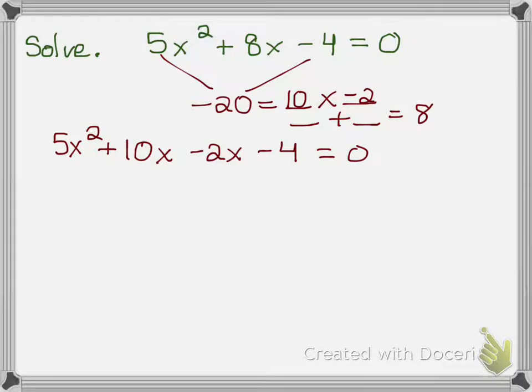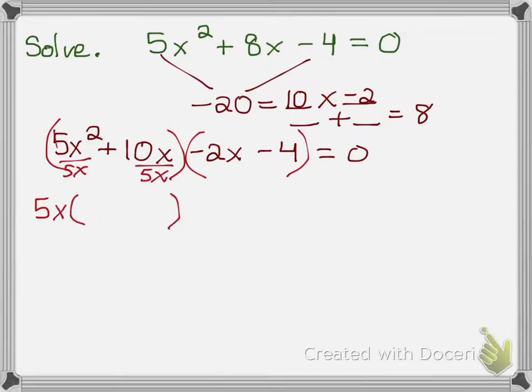Then I'm going to go ahead and group my terms that have a GCF. So I'm going to group my first two terms and my last two terms. The GCF between 5x squared and 10x is going to be 5x. And then when I divide 5x into each term, I will get x, and 10 divided by 5 is 2, so plus 2. Now the GCF between negative 2x minus 4 is going to be negative 2.